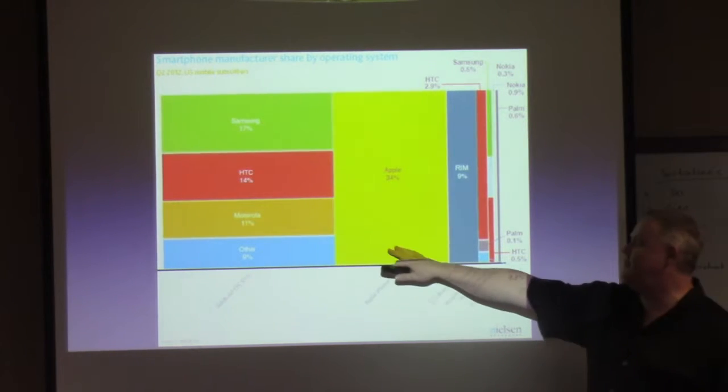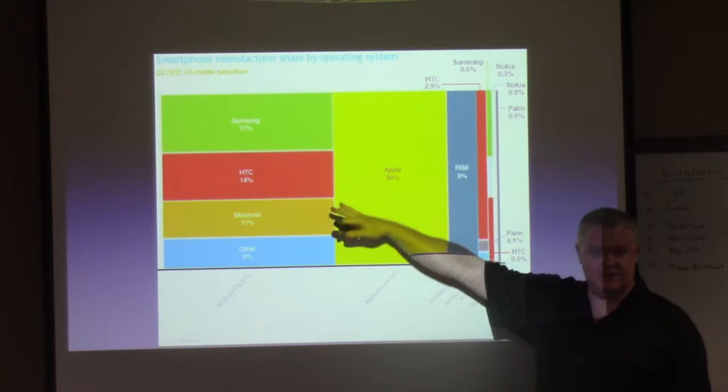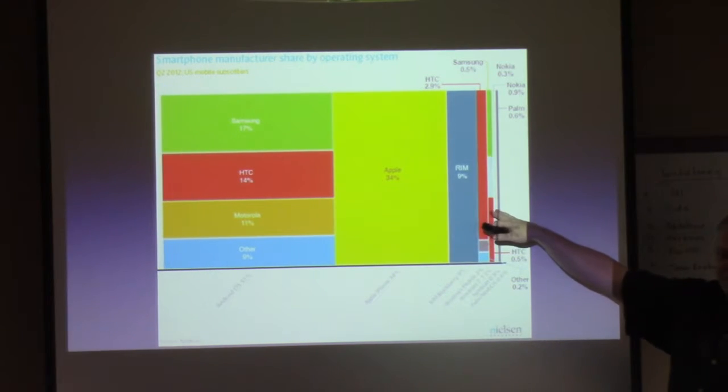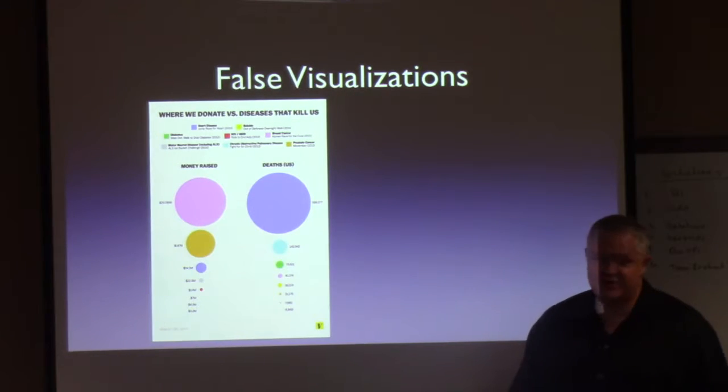So Apple's way bigger than that 9%. All the data was right, so the numbers didn't change. They had the numbers right, but it was like the old tree map, that nobody ever actually updated the graphic itself. I call these false visualizations.